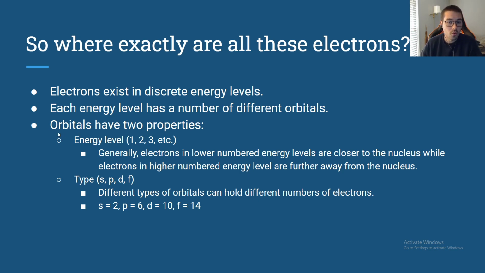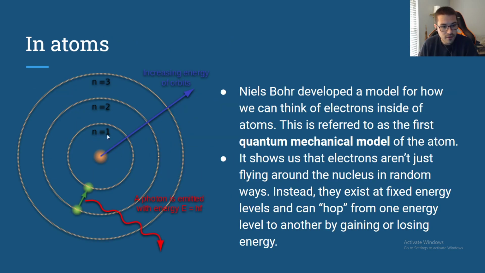So orbitals are important. Orbitals have two properties, and this is how you come up with the names for the orbitals. You're going to have a number, which is the energy level. The energy level is going to be like number 1, number 2, number 3. That's what this number is here: 1, 2, 3.